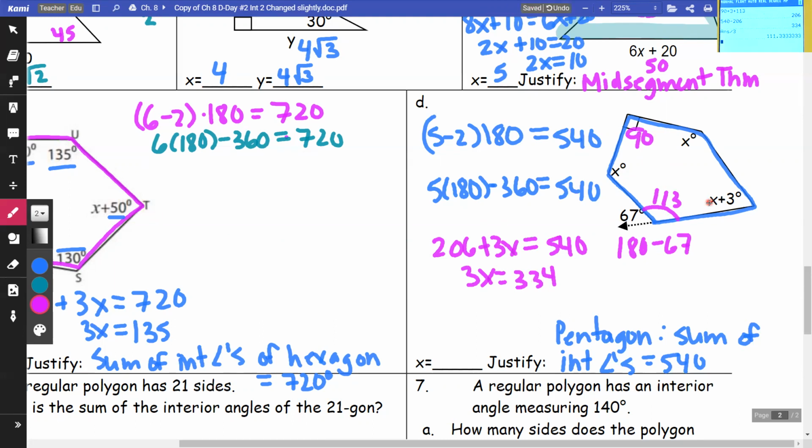Divide by 3, and I end up getting 111.3 repeating, or 334 over 3. Either one of those would be acceptable.